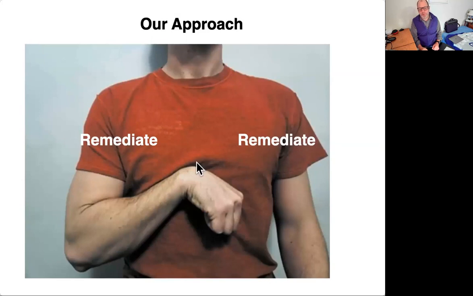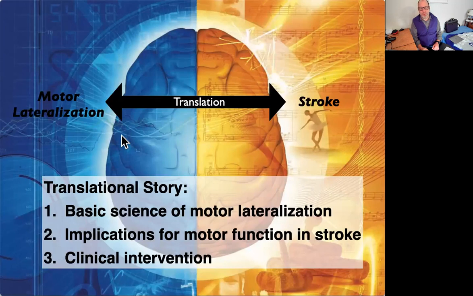So you'll see our approach is going to be testing and remediating both limbs when it's appropriate, not all the time. So I'm going to describe this translational story from the basic science of motor lateralization to implications for motor function and stroke to clinical intervention.